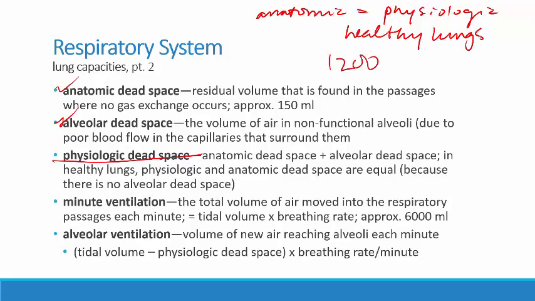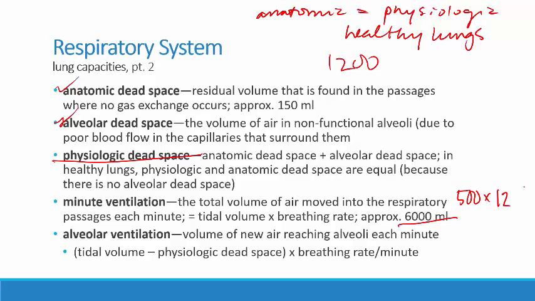Then last of all, minute ventilation, that's the total volume of air that's moved through the respiratory passageways every minute. So that's whatever your tidal volume happens to be times the breathing rate. So at rest, if you have 500 mils, multiply that by 12 breaths per minute, you would have 6,000 mils or 6 liters of minute ventilation.